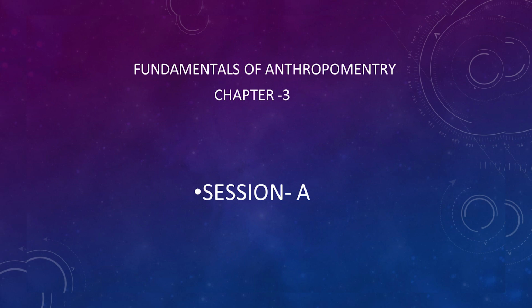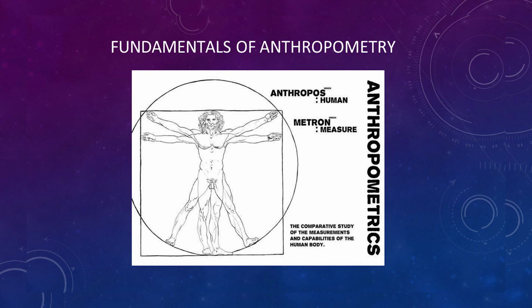Today, in the Fundamentals of Anthropometry, Chapter 3, we will learn about anthropometry in children of the age group 0 to 5 years. As in Chapters 1 and 2, you have already learned what anthropometry is and its importance. Here we will learn about anthropometry in children from the day of birth to the completion of 60 months of life, that is 5 years.